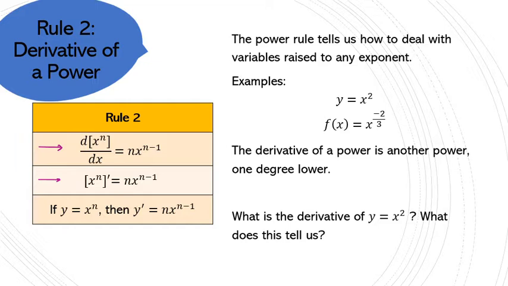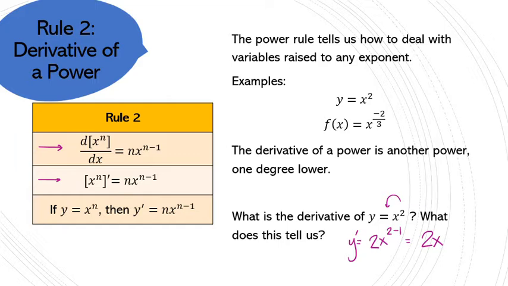So let's think about that. What is the derivative of y equals x squared? What moves do we have to do? We have to take the 2 and put it in the front. So we're going to have y equals 2, that's our n. And then we have x to the n minus 1. x to the 2 minus 1. So we have y prime equals 2x. This is the derivative.